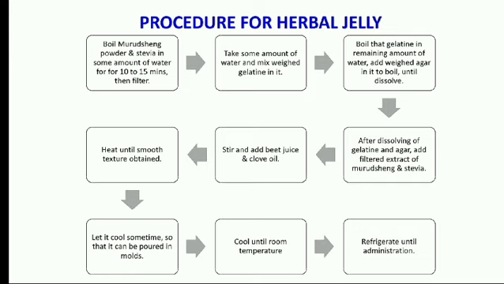Procedure is, first we boil the mururshing powder or stevia in some amount of water and then filter after extraction. Gelatin is mixed in some amount of water. This gelatin is added to water and agar is also boiled in that water until it dissolves. After dissolving, filtered extract of mururshing and stevia is added and then stirred.